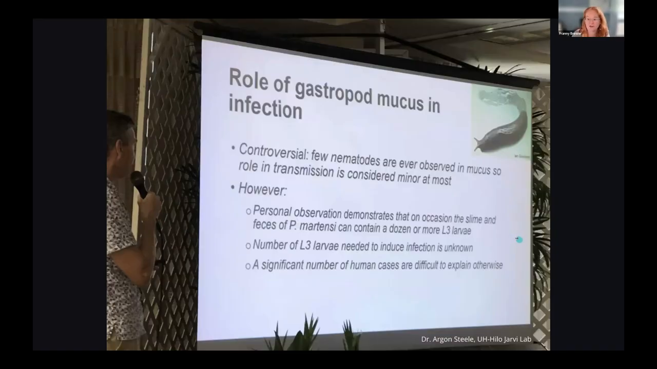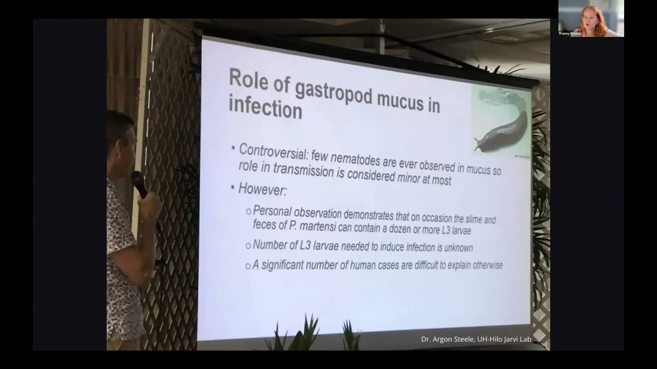We don't know how much larva you need to actually ingest to get a severe infection, but there are a lot of folks who swear there's no other way that they could have contracted rat lungworm. So it's still an unknown, but it's best to be careful. It's important to know that once slime dries out, they die. The larvae cannot be dried out. So once something's dry, if you see slime on the pavement and the sun comes out and it dries up, don't worry.